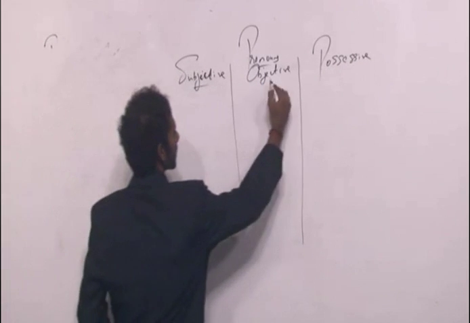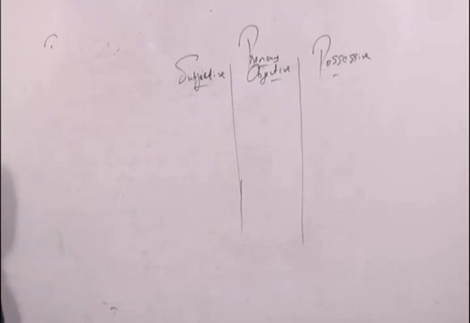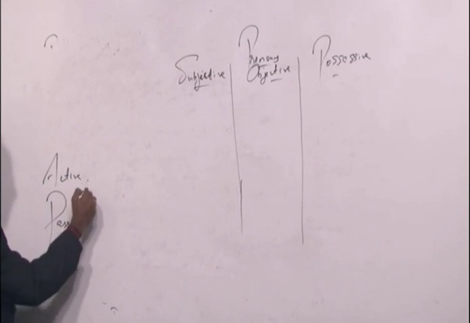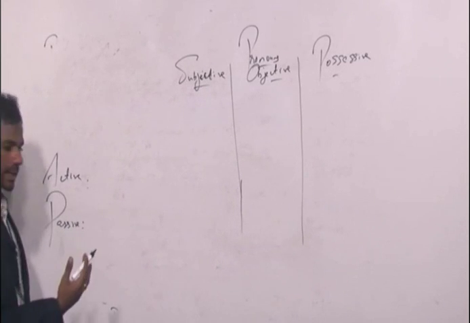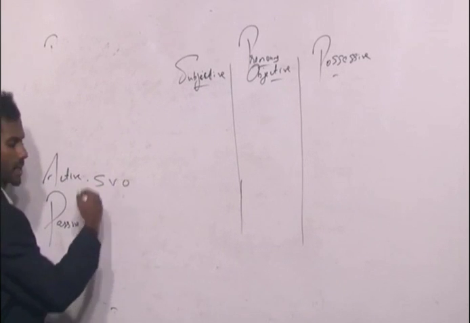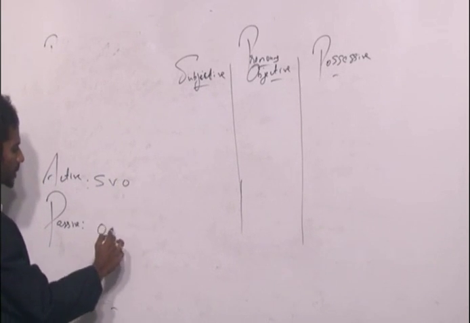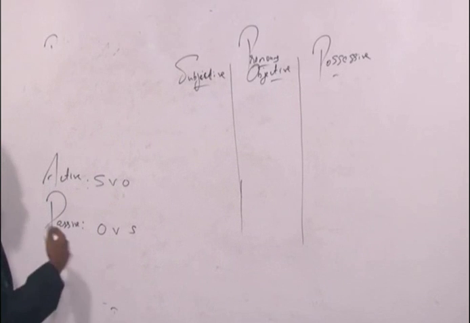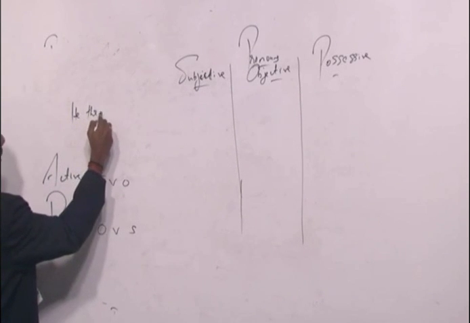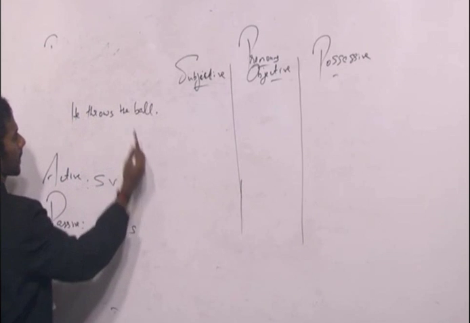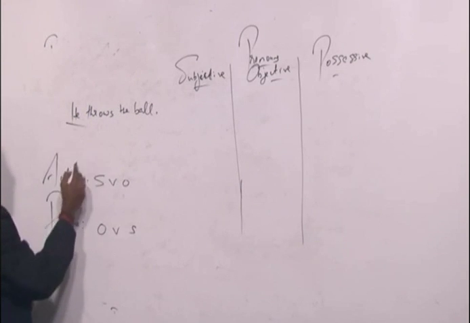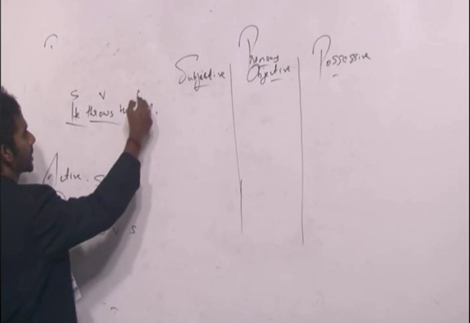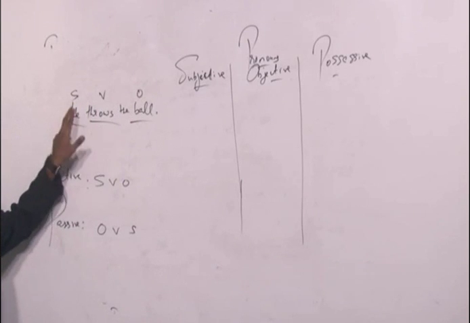Now, I told you what is active voice and what is passive voice. We discussed it. Active voice means the order will be subject, verb, object. Passive voice, the order will be object, verb, subject. Clear? Right. I read the same sentence that I wrote earlier. He throws the ball. He is the subject, comes first. Throws is the verb, comes second. Ball is the object, comes third. So this sentence is in the order subject, verb, object.